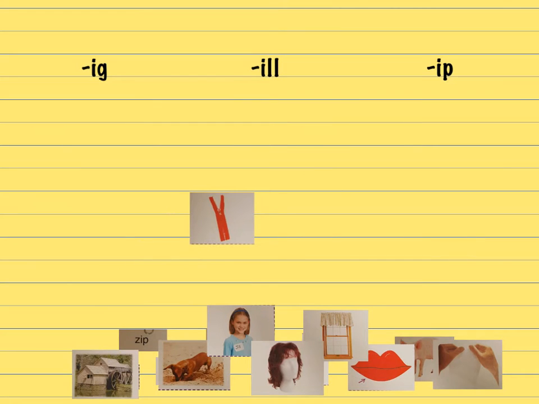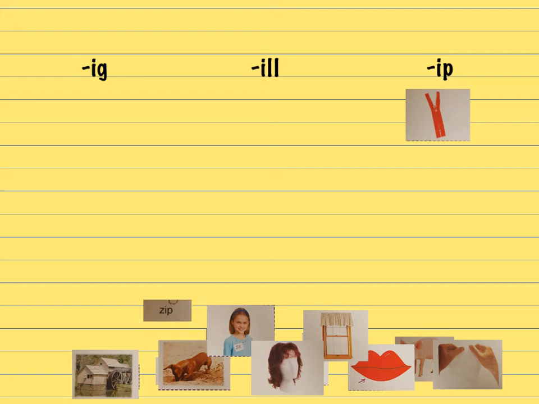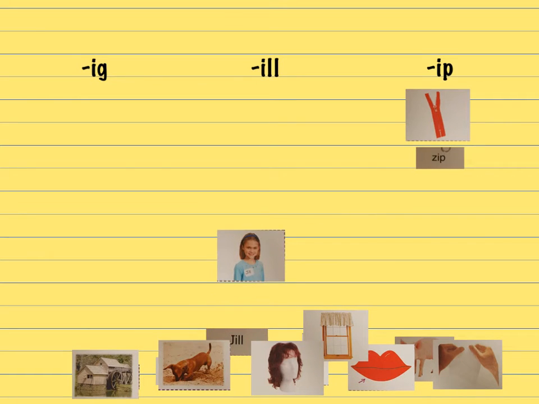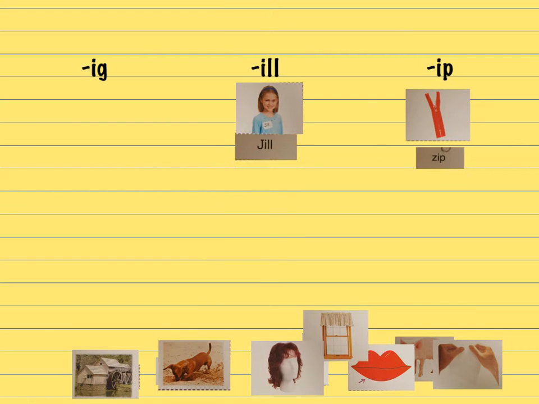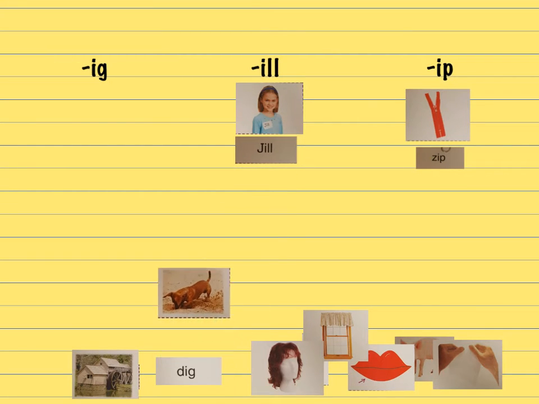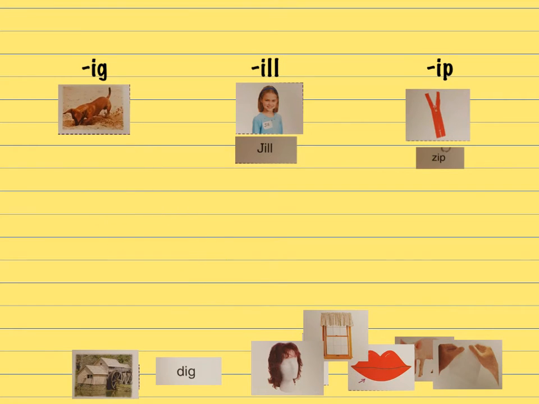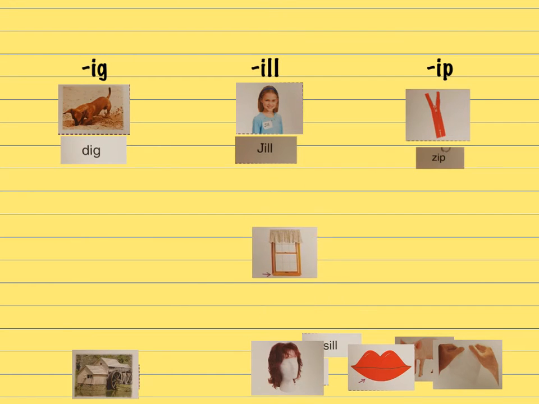Zip, I hear the IP, ip at the end. Jill, I hear the ill, so it goes in the ILL family. Dig, I hear ig at the end, which puts it in the IG group. Sill, I hear that ill, so it goes in the ILL group.